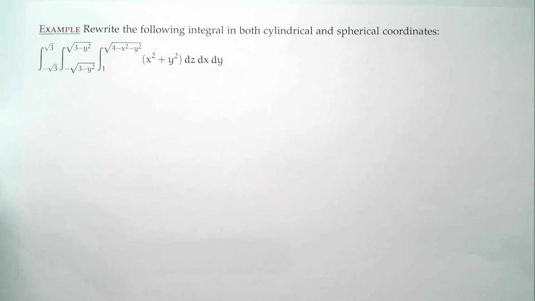Rewrite the following integral in both cylindrical and spherical coordinates. So we have this integral given to us, and we want to rewrite it in different coordinate systems. The nice thing is we don't actually have to evaluate it, we just have to rewrite it. Well, probably before we rewrite in anything, what's the first thing we should do? Draw a picture. Figure out what exactly is this? What does this look like?